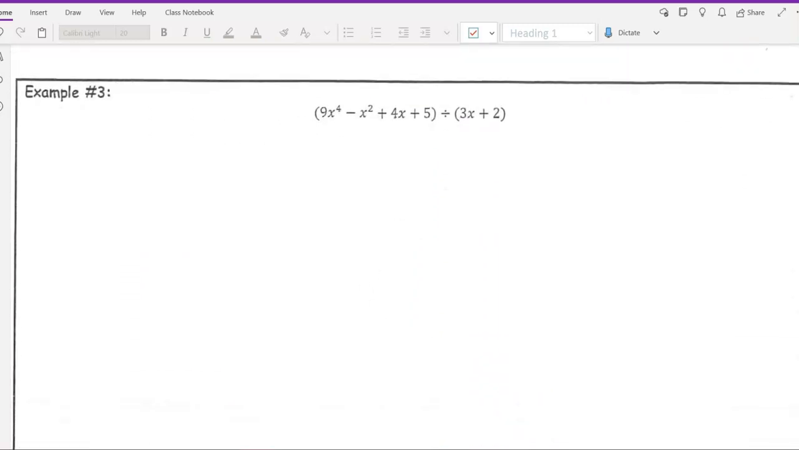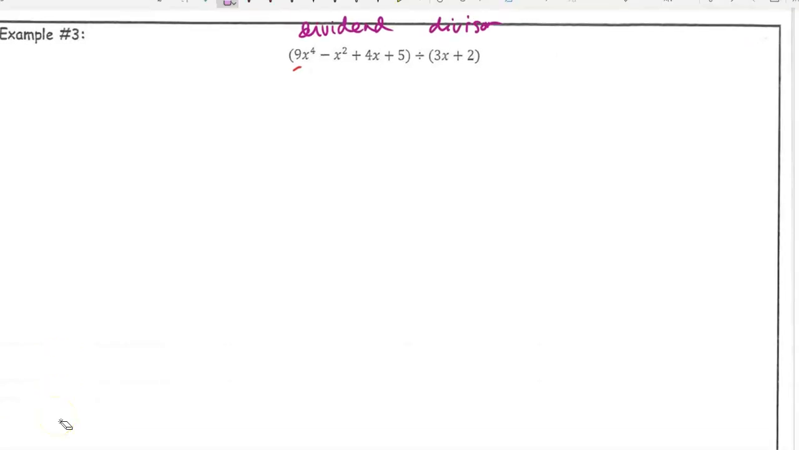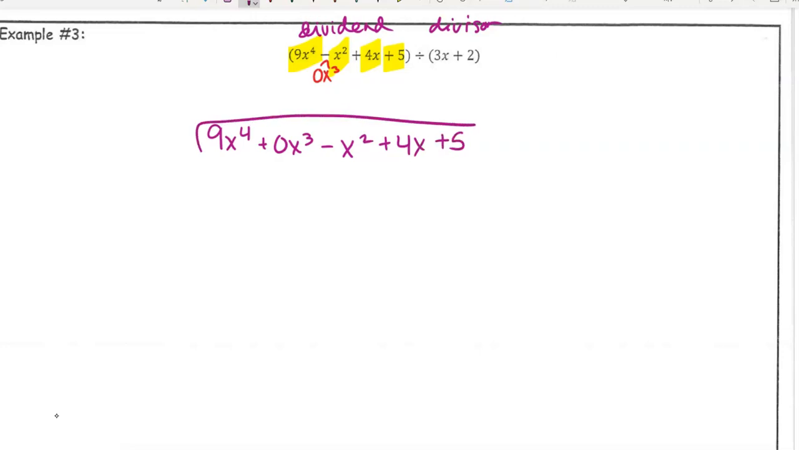All right, last example here. We're going to take the dividend and set it up. But first we need to see if we need a placeholder. Here we have 4, and then it jumps to 2. So we need a placeholder for the x cubed right in here. And then it goes down to 1 and 0. So let's go ahead and set that up. We're going to say 9x to the 4 plus 0x cubed minus x squared plus 4x plus 5. And this is all going to be divided by our divisor, 3x plus 2.